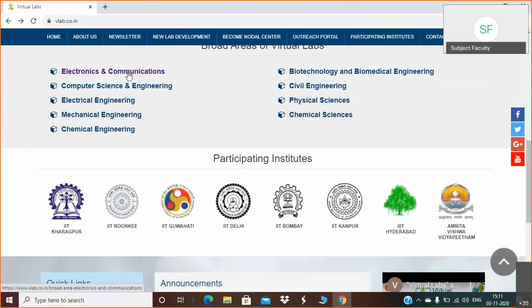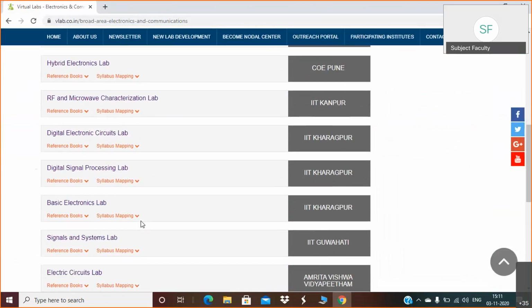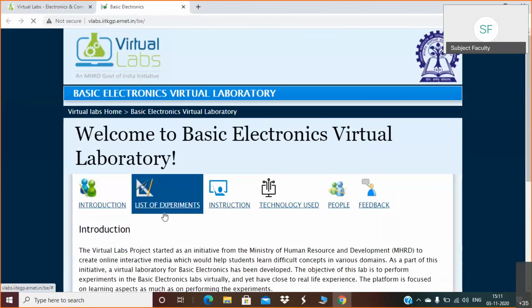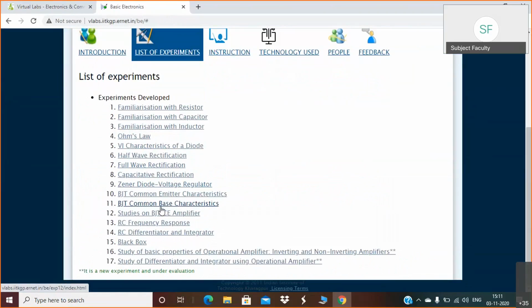We have gone to the electronics and communication. Then we have selected one lab which was by IIT Kharagpur. The name of lab was Basic Electronics. So under that Basic Electronics lab, again we have gone through the list of experiments, and only 2 experiments are of our use as per our syllabus. First one is 10th, that is BJT common emitter characteristics, and then 16th, that is inverting and non-inverting amplifiers. Okay.